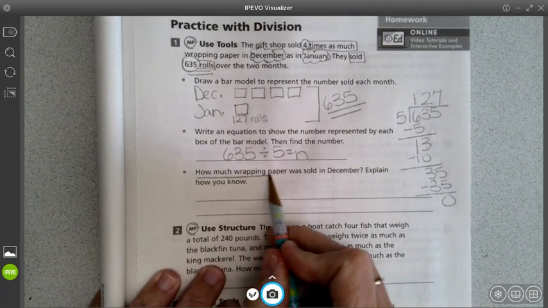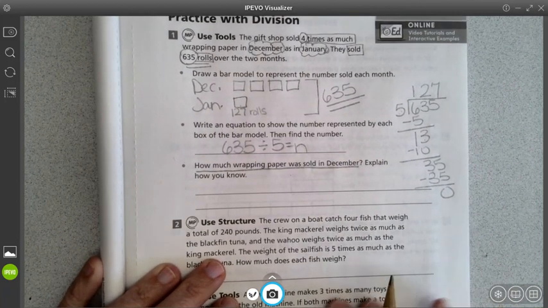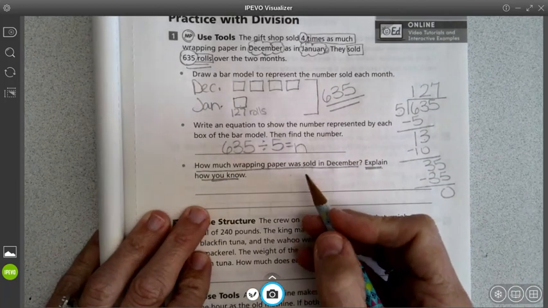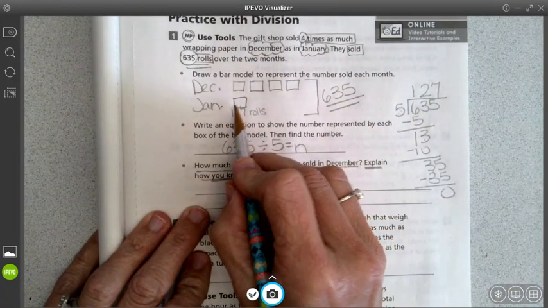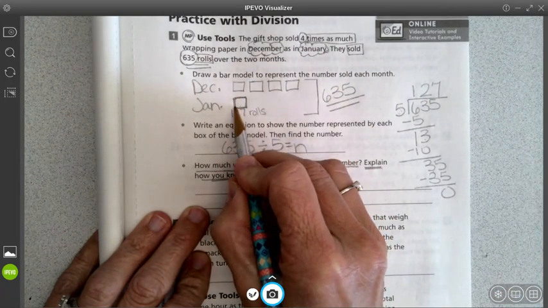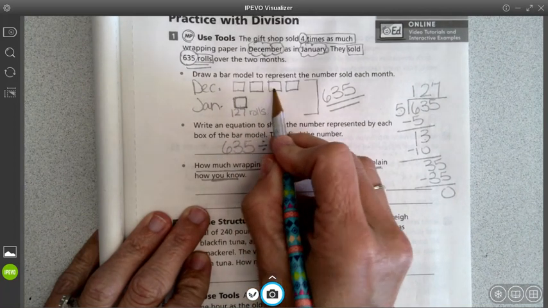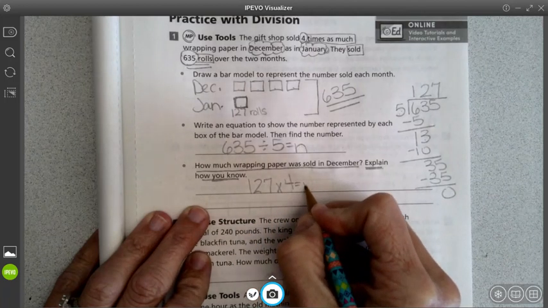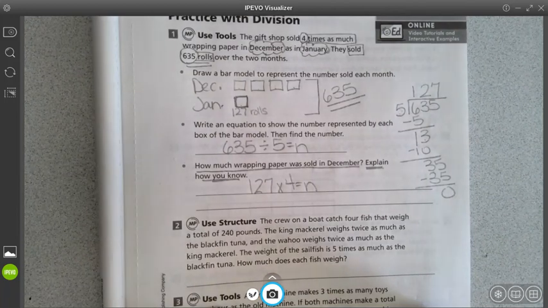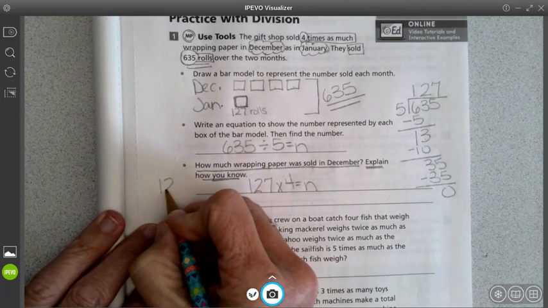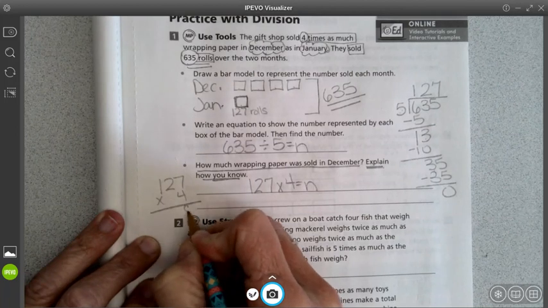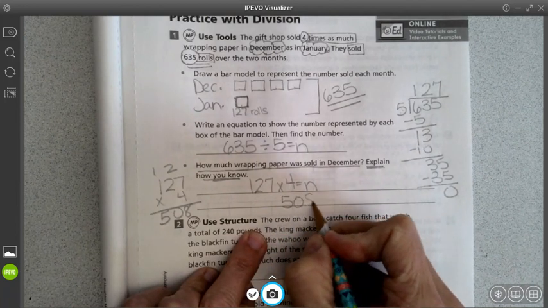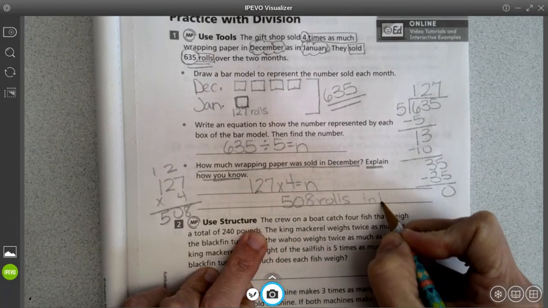The question says, how much wrapping paper did they sell in December? The equation I would have to write, I can explain it by writing that equation. If I know each box in the model is representing 127 rolls, I have 4 boxes for December. So I need to do 127 times those 4. That's going to give me the wrapping paper that was sold in December. I'll go over here. 127 times 4. They sold 508 rolls in December.